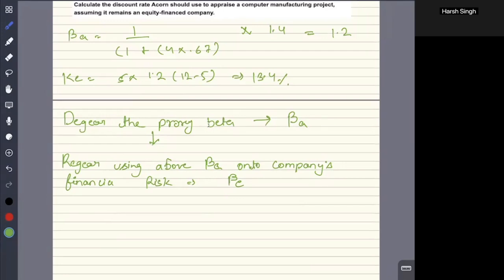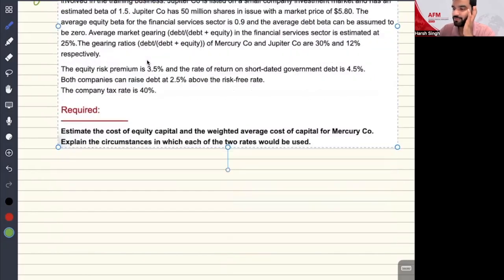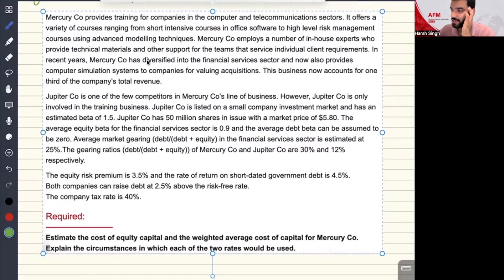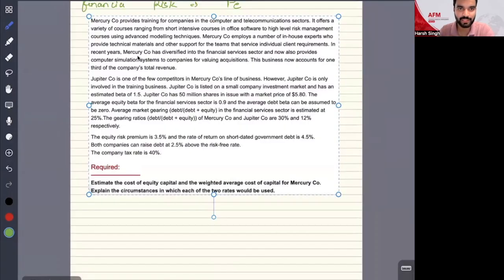Now solve this question, everyone, using the method that we just talked about. If I look at this question, it is actually very simple. It looks very large at first, but when we actually start solving, it is pretty simple. Let me read the question first. Mercury company provides training for companies in the computer and telecommunication sectors. It offers a variety of courses ranging from short intensive courses in office software to high level risk management courses.